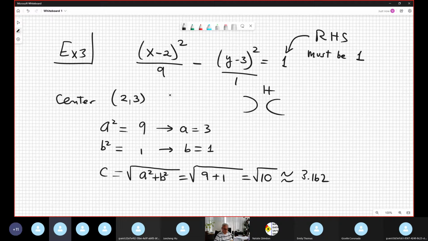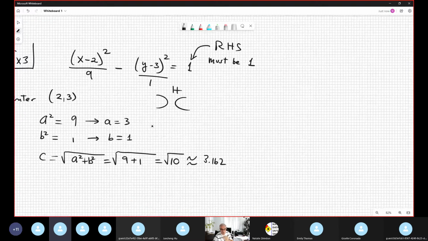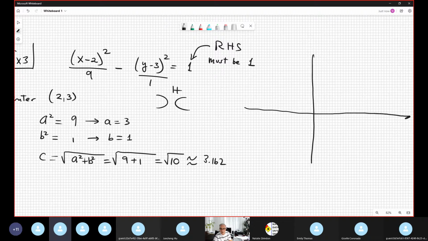Okay, cool. Therefore, let me try to do my best. By hand it is a little bit complicated, and when the number is irrational it's more crazy. But I try, at least I try. First of all, you plot the center. The center of this hyperbola is located at the point (2, 3). 1, 2. 1, 2, 3. This is the center.